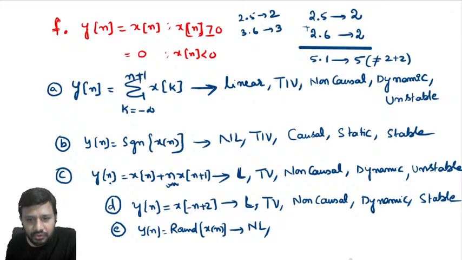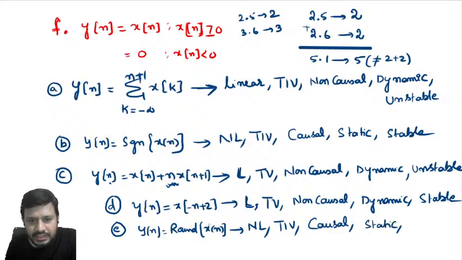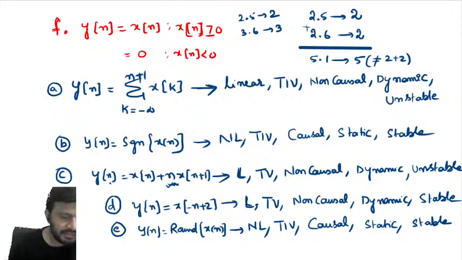Okay. Now round of x of n is time variant or time invariant? Here round is time invariant. Input delay is equal to output delay. Causal or non-causal? X of n is there, no? Causal. Static or dynamic? Static. Stable or unstable? Here bounded input always produces bounded output, so stable. Exactly, you are right, Arvind Reddy. So it is non-linear, time invariant, causal, static, stable system.